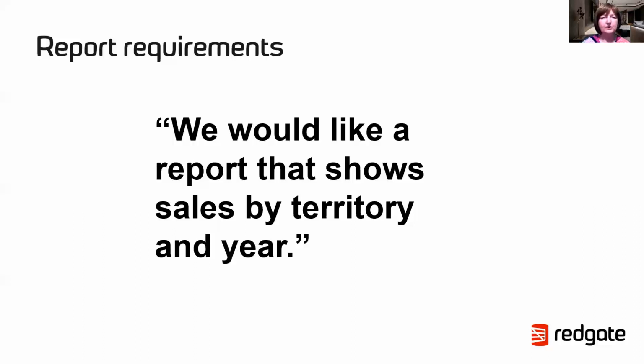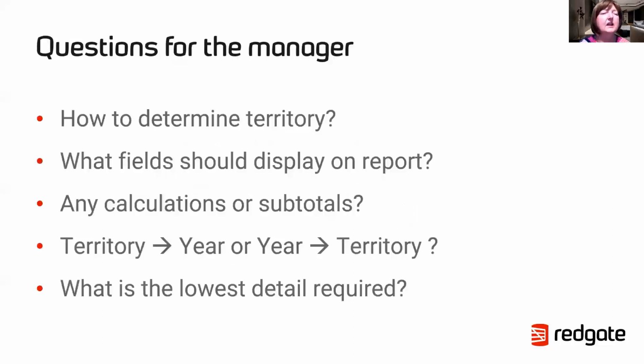So we might have some questions, or we know we'll have some questions. How do I determine the territory? What fields should actually display on this report? Are there calculations needed? When you're adding grouping levels to a report, you can tell by the request that there's going to be some major grouping levels, territory and year, but there's no natural hierarchy between those two.